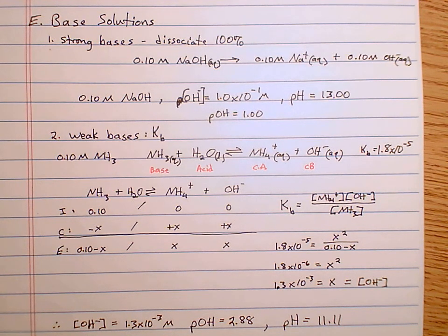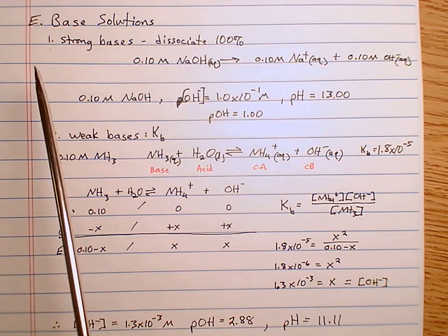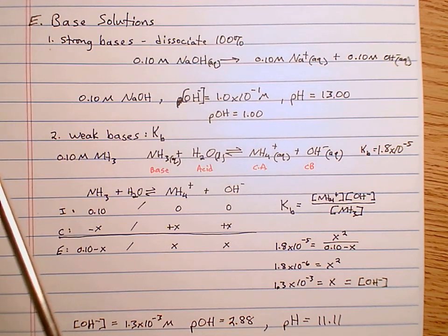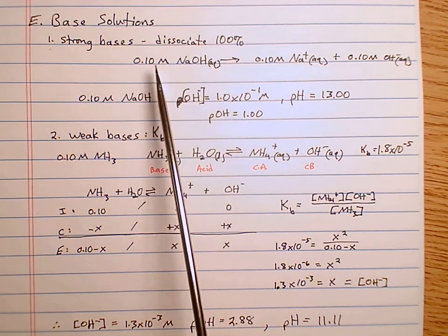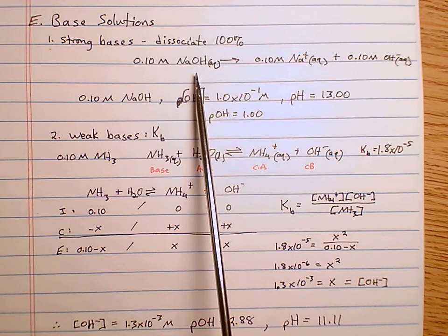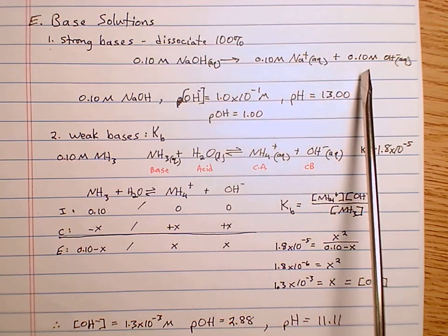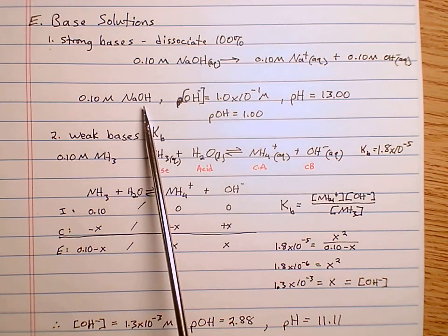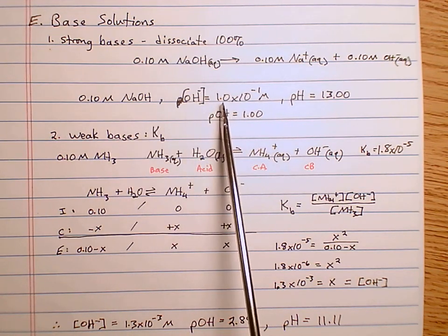So now that we've looked at calculating the pH of acidic solutions, let's now turn our attention to calculating the pH of basic solutions. And just like before with our strong acids, we have strong bases such as sodium hydroxide, lithium hydroxide, potassium hydroxide, barium hydroxide. They dissociate 100%, meaning if we have 0.1 molar sodium hydroxide, since it dissociates 100% in water, that gives us 0.1 molar hydroxide.